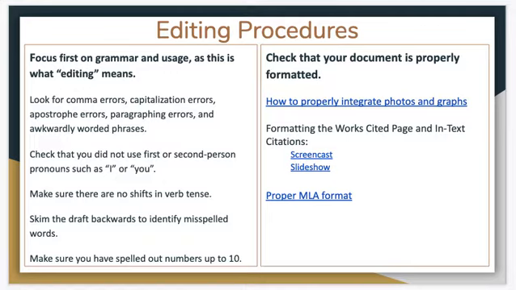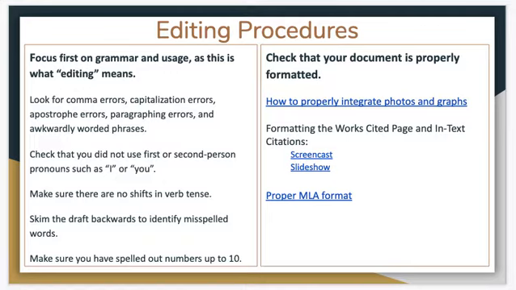So most of you are writing papers about historical events that happened in the past. You want to make sure that you're talking about the past and you keep it in the past. If you're talking about something in the present, that you keep that in the present. So read over, just thinking about what tense your verbs are in.